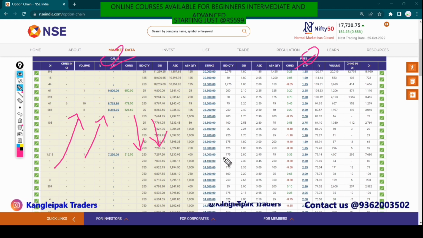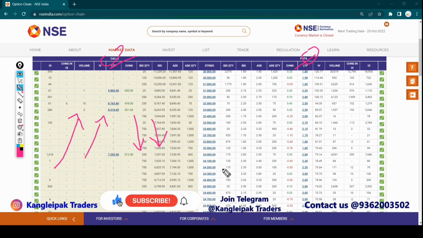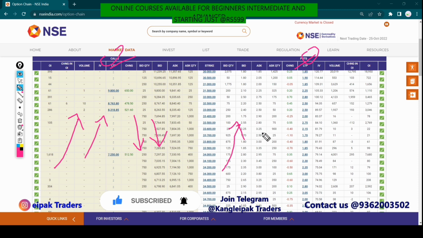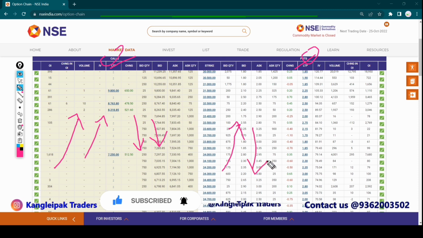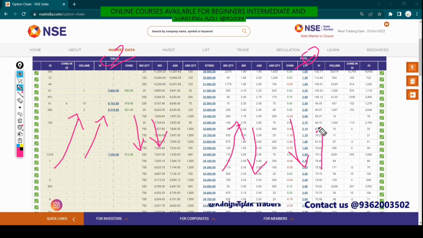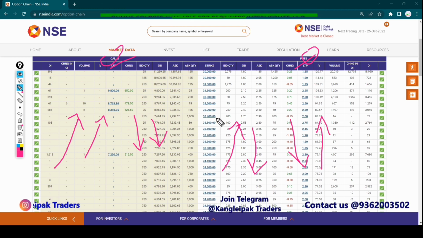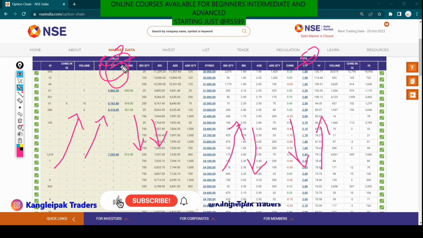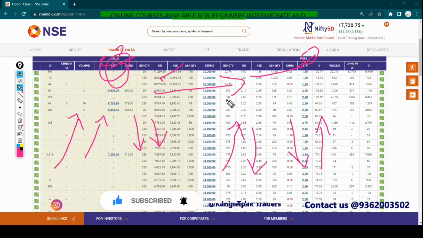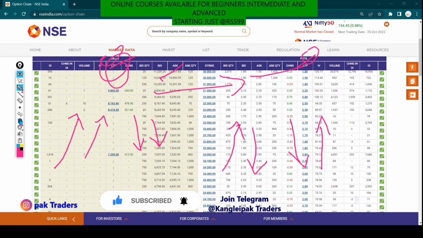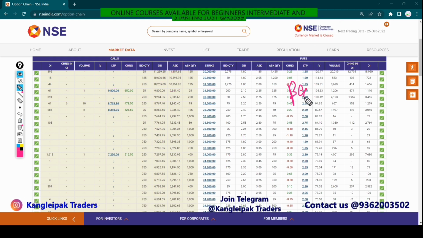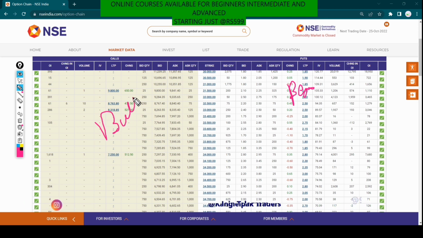And the same thing on the opposite side: whenever the index prices go up, the put premium decreases, and whenever the index prices go down, the put premium increases. So this is the opposite of call. The opposite of put is call, and the opposite of call is put. Put is known as bearish, and call is known as bullish.